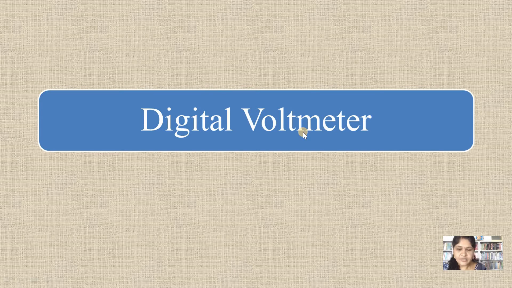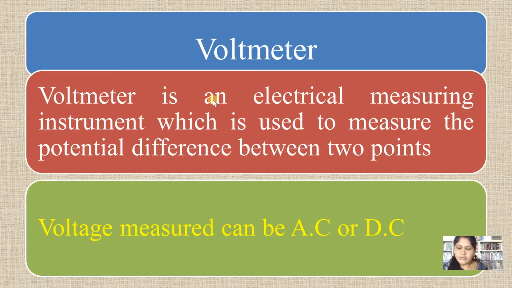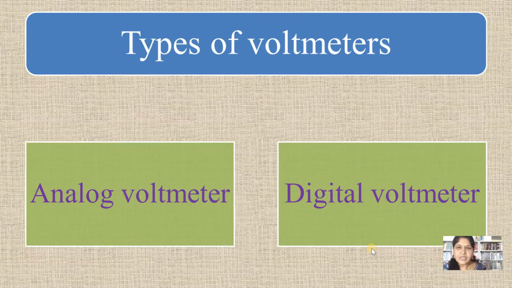Before starting the digital voltmeters, first we have to study what a voltmeter is. A voltmeter is an instrument which is used to measure the potential difference between 2 points. The voltage which is measured can be an AC voltage or a DC voltage. There are two types of voltmeters: one is the analog voltmeter and the second one is the digital voltmeter. Both these voltmeters can measure AC and DC voltages.